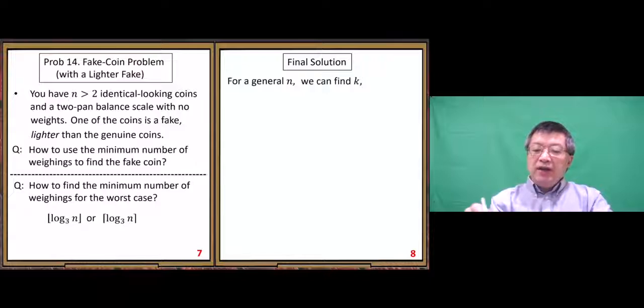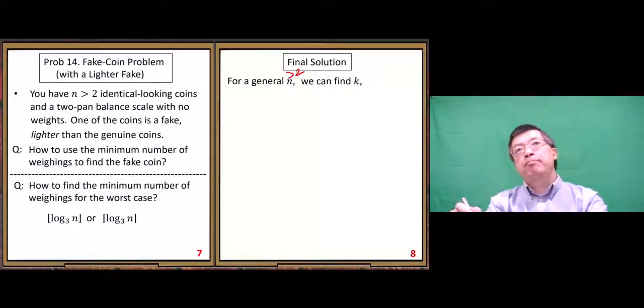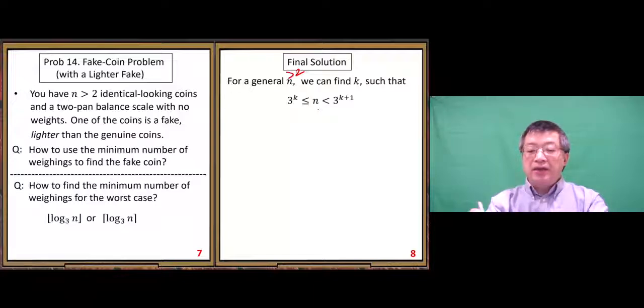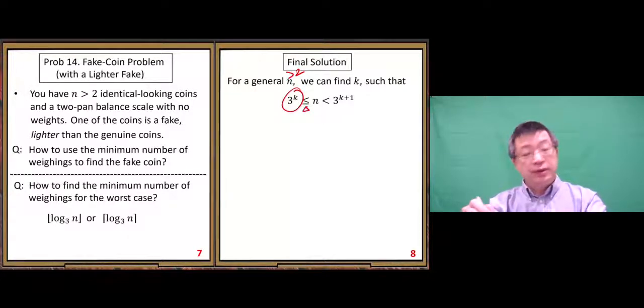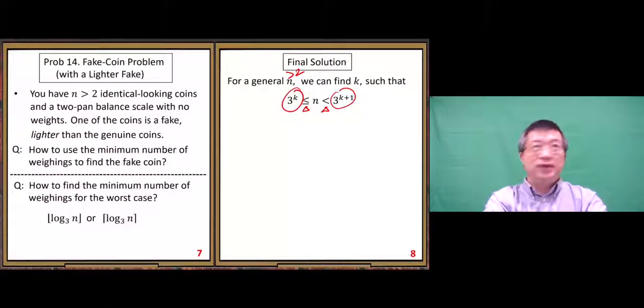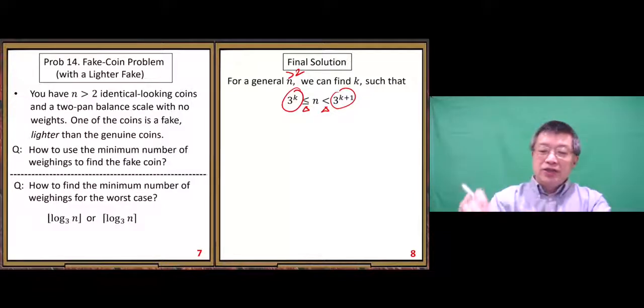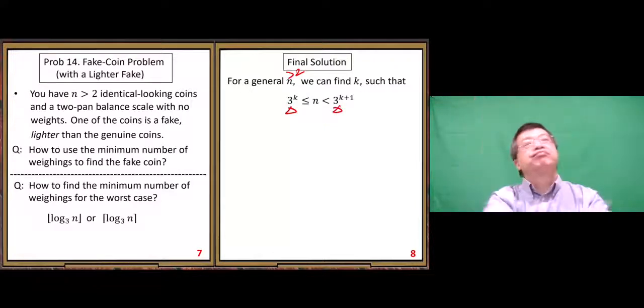For a general n, positive, definitely greater than 2, right? Given the condition, we can find k such that n is between 3 to the kth power, less than or equal to, and strictly less than 3 to the k plus 1th power. Can we do that? Yes, we can do that, right? So the k number is between these 3 numbers.